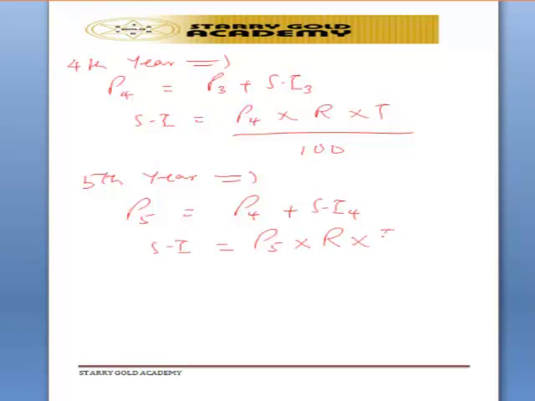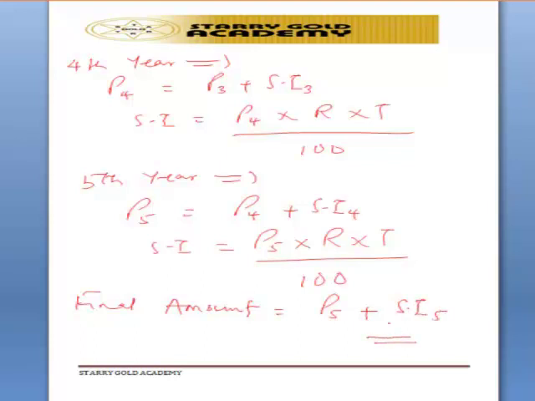Rate, which is constant, and time is constant, over what? Over 100. So that will give me what? Simple interest. And to now get the compound interest for year 5, I will get my final amount. How do I get my final amount? That will be what? Principal in year 5 plus simple interest in year 5. That will give me the amount.